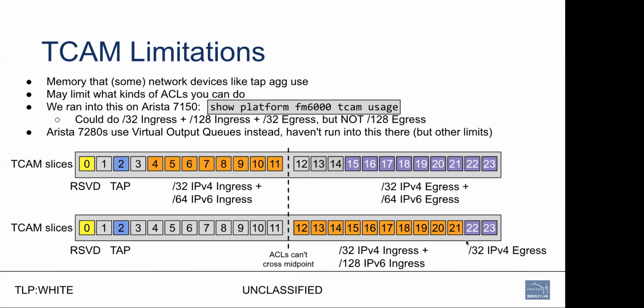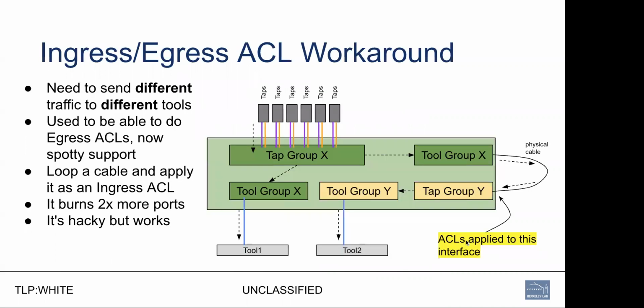Now, I mentioned that's on the old 7150 line. We no longer use those. We use 7280s, which use virtual output queues instead of TCAM. But there are other limitations. Like I think the last time I checked, you just couldn't configure an IPv6 egress ACL on the 7280s, even if you wanted to. So fortunately, there's a workaround to that.